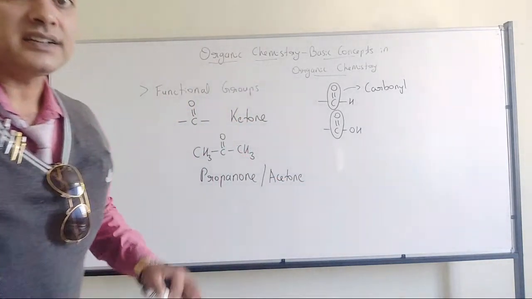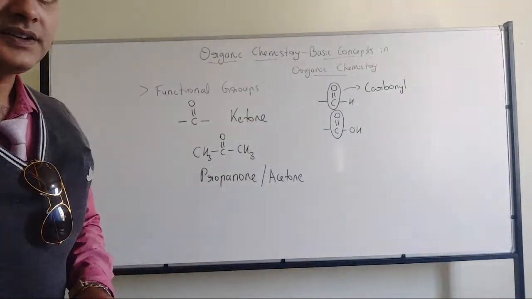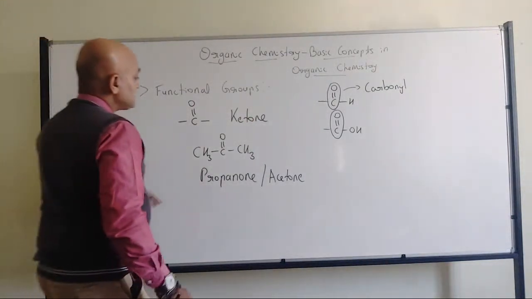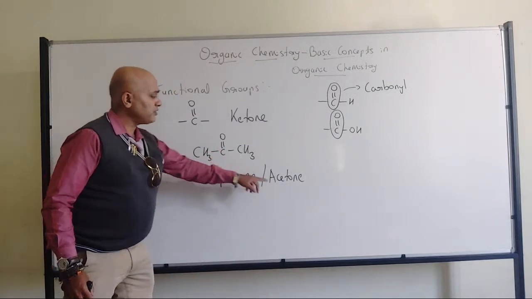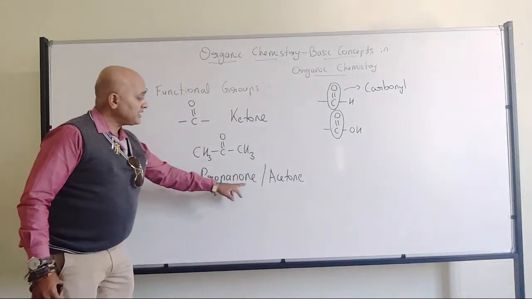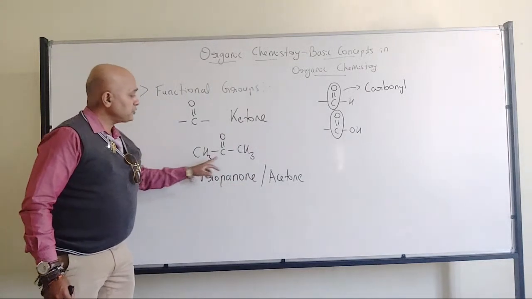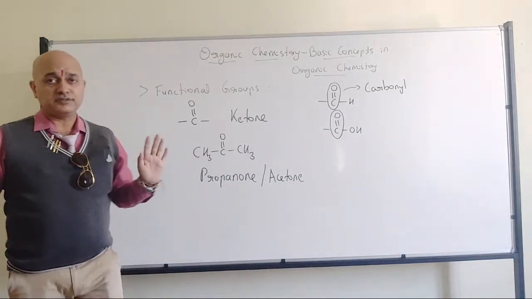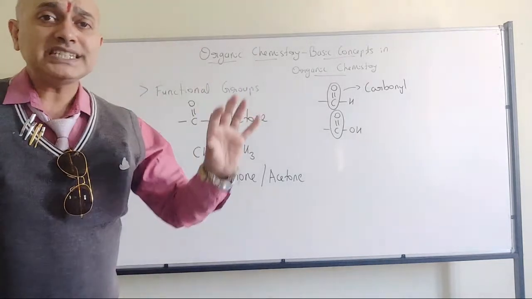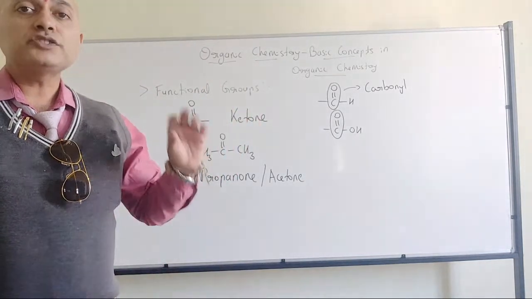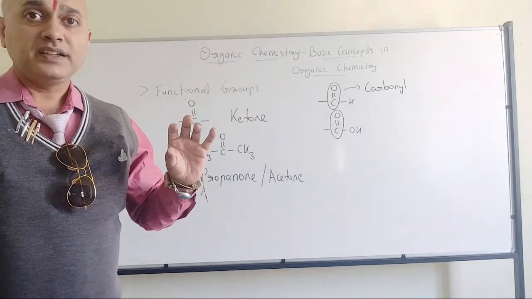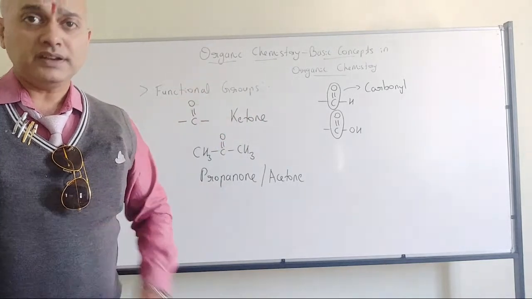If you recollect, why are we calling it acetone? Because 2 carbons with 1 ketone group. Why are we calling it propanone? Because it has a total of 3 carbons. Don't get confused. When it comes to acetic acid, it was a 2 carbon compound. When it comes to acetaldehyde, it was also a 2 carbon compound.